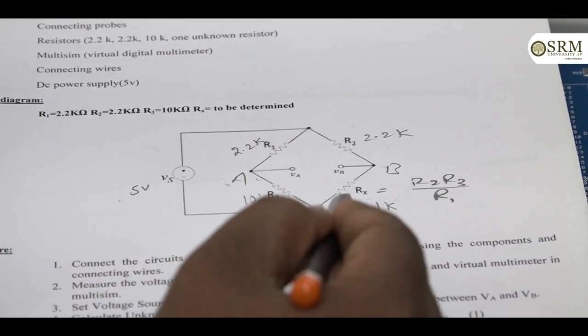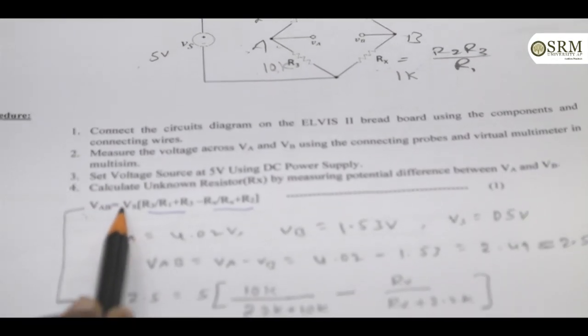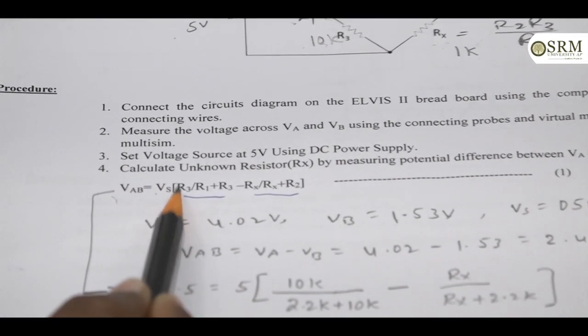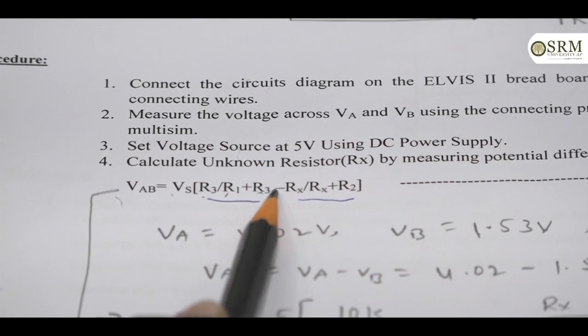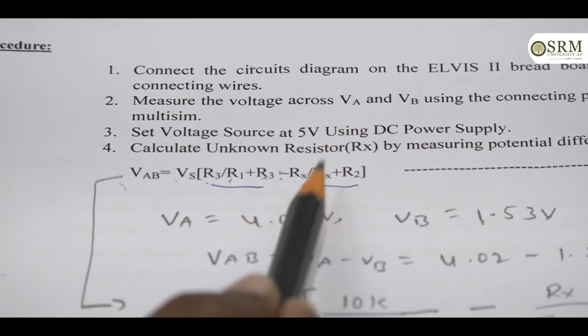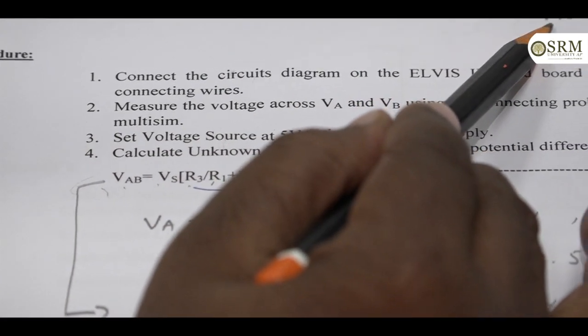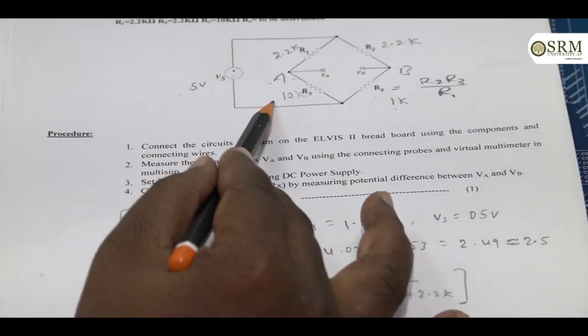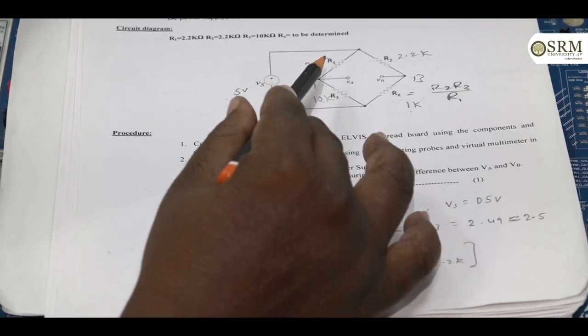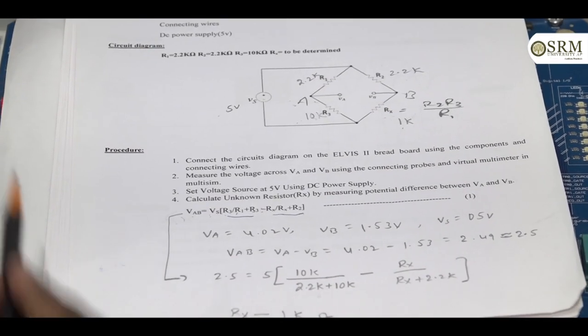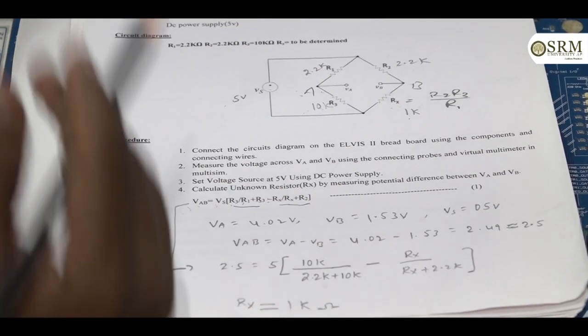The formula for Rx: VAB is equal to Vs into R3 by R1 plus R3 minus Rx by Rx plus R2. This is the formula for measuring the unknown resistance. So here the known values are VAB, Vs, R1, R2 and R3. And next step is making the circuit.